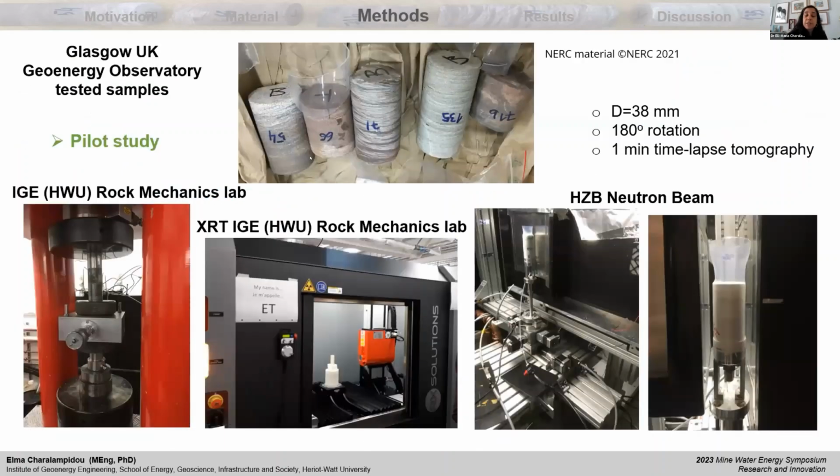Some of the samples taken from the borehole were squeezed under triaxial compression at the Heriot University Rock Mechanics Lab. They were scanned with an X-ray scanner before and after any operation, and some of them were taken to the HZB neutron beamline, where flow experiments were performed, also with 1-minute time-lapse neutron tomography. The sample was sitting on an aluminum cup, as you see here, and the flow injection was taking place at the bottom of the sample.